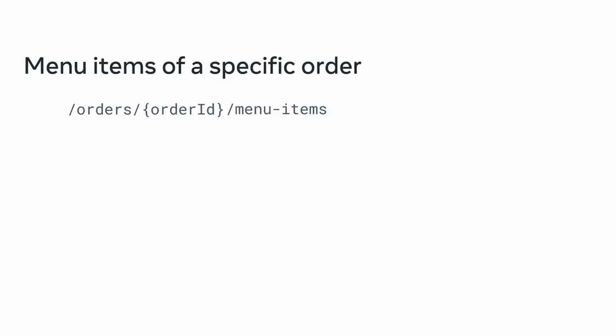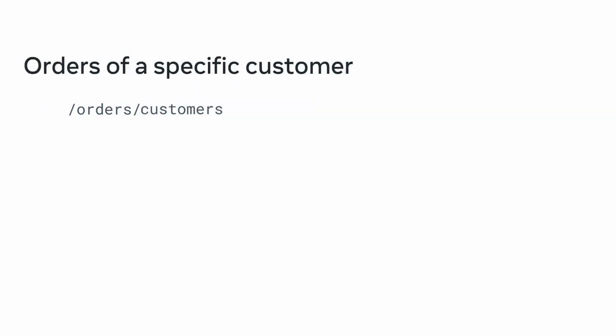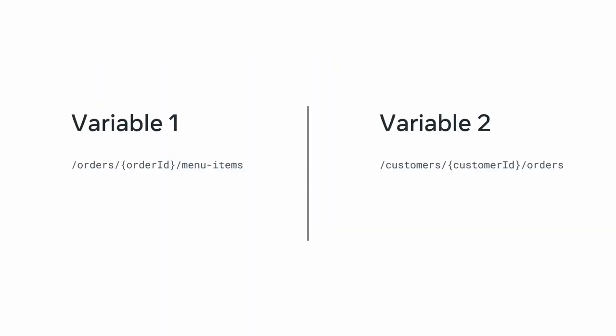By adding /menu-items to the API endpoint, you can fetch the menu items for a specific order. Or you can fetch orders of a specific customer by changing the ID to customer ID wrapped in curly braces and adding /orders. Notice that the API endpoints contain two different variables, order ID and customer ID, and they are both denoted by wrapping them in curly braces and writing ID with a capital I. Also, always try to use clear, concise, and meaningful words in your API names to make them easy to read right away.